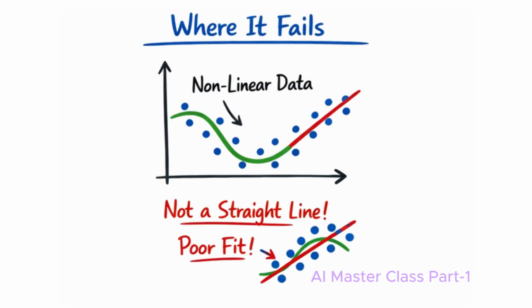First, it will fail when the relationship is not linear. For example, if the data follows a curve instead of a straight line, in such cases, linear regression will try to fit a straight line anyway and will result in poor model predictions.